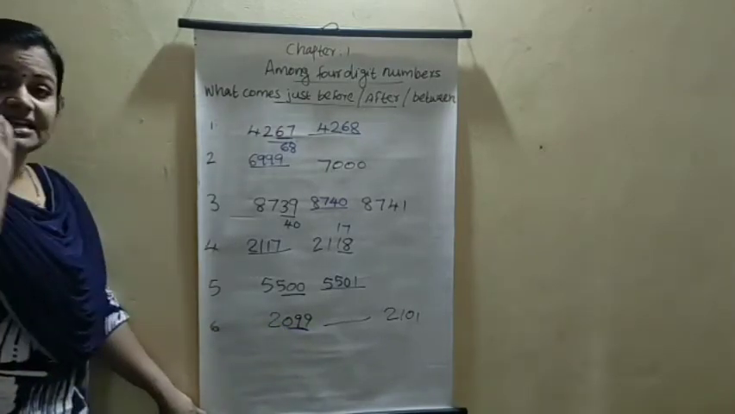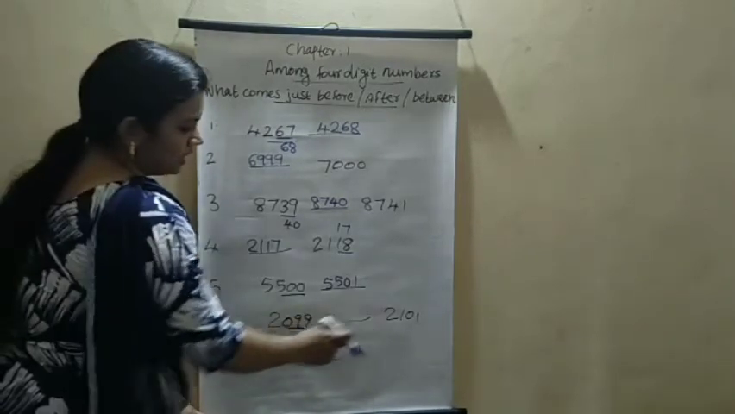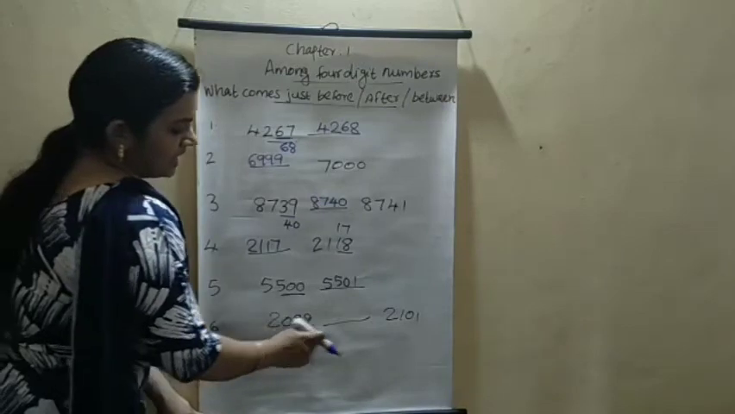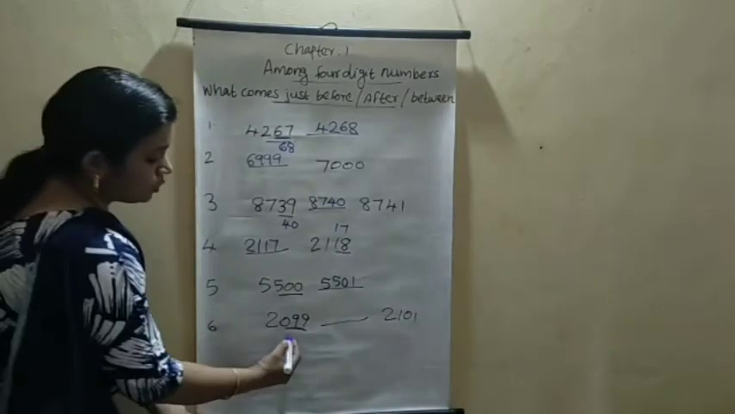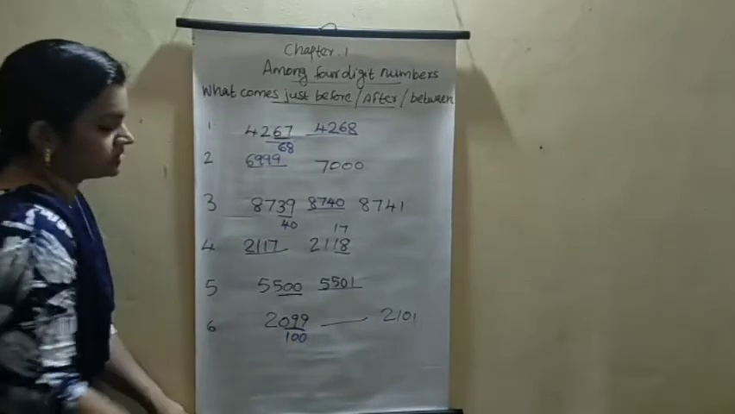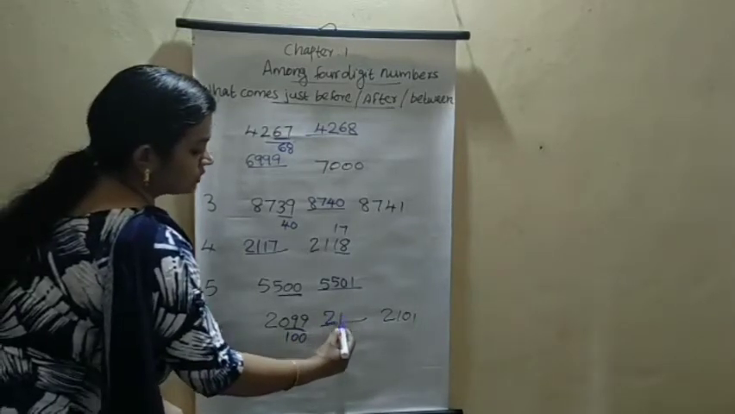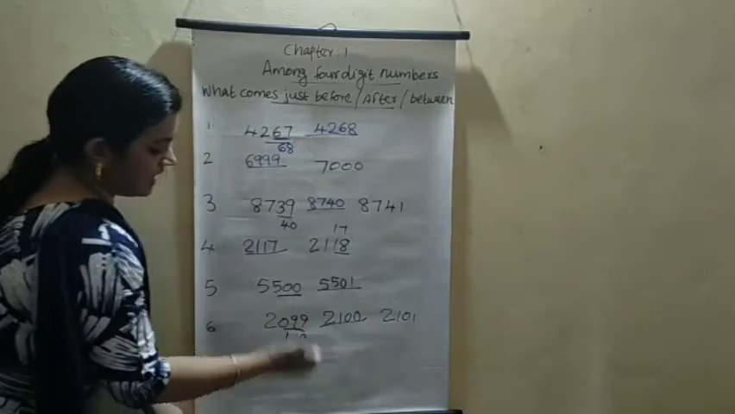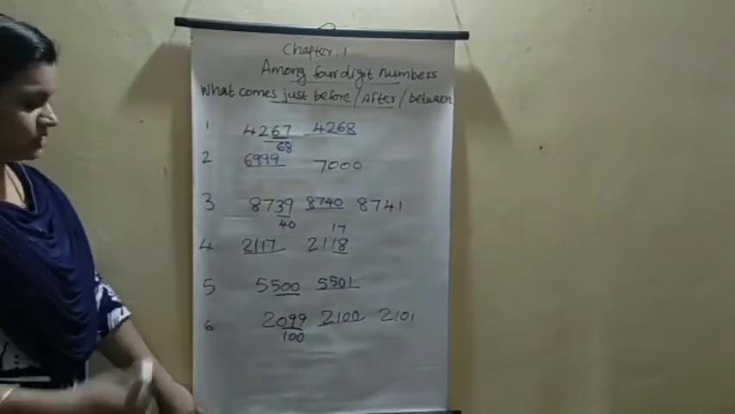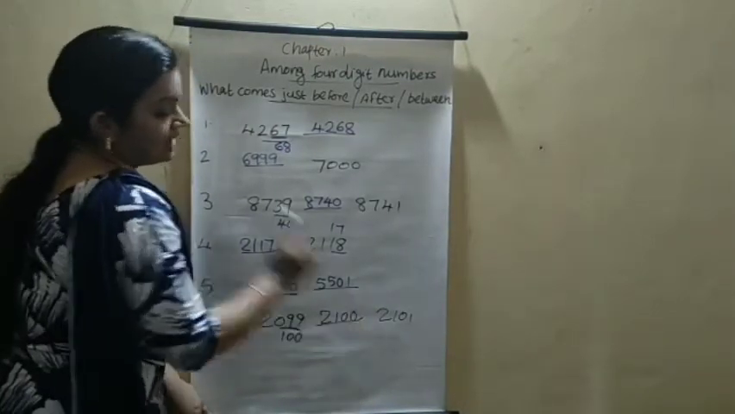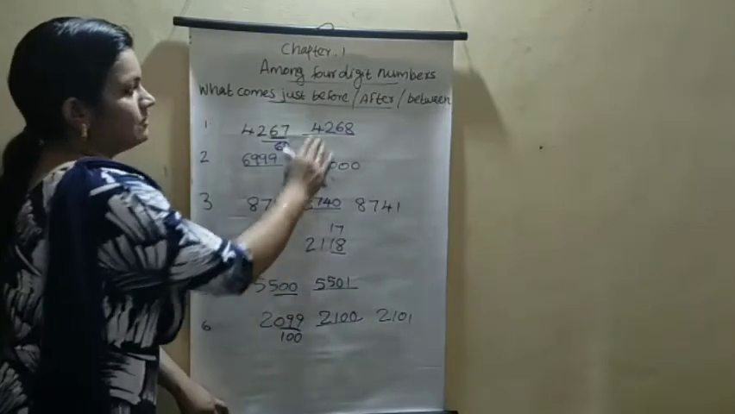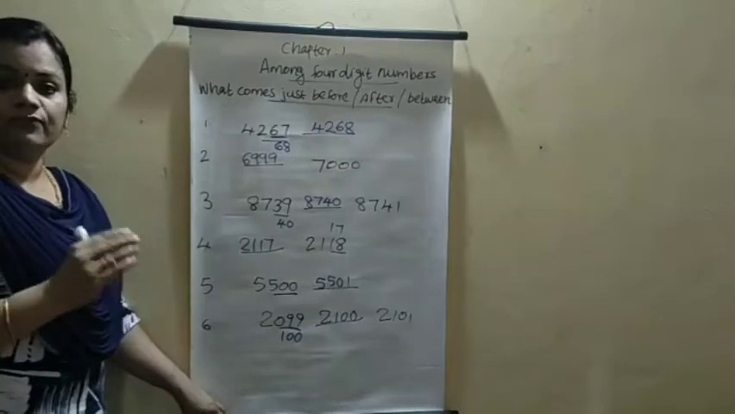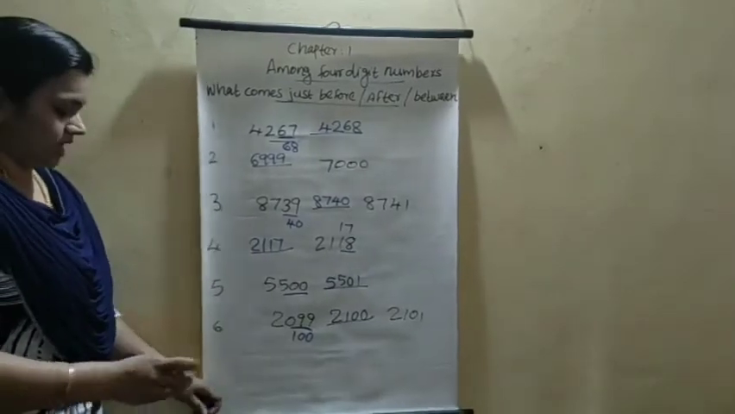Next, the 6th question. 2099, what is the next number? This is between. We write 2099 and 2101. What is between? 2099, the next number is 2100. So we can write 2100. Okay, this is what we have studied: before, after and between.